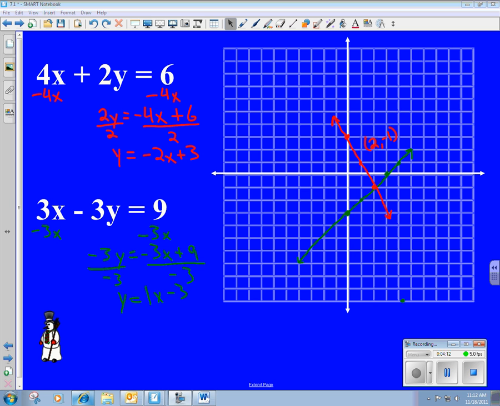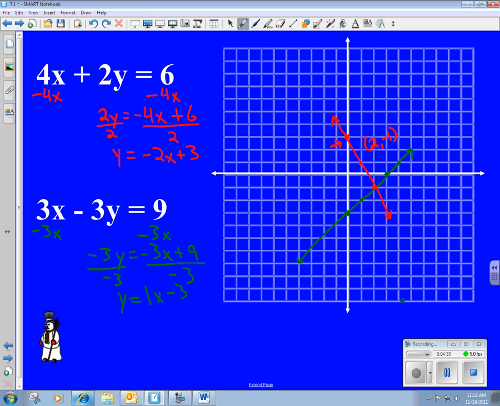So what happens on the first one is I try to get y by itself. So subtracted 4x from each side, divided by 2, and y equals negative 2x plus 3. Second one, subtracted 3x from each side, and divided by negative 3 to get y equals 1x minus 3. So graphing the first one, starting up at 3, so up here at 3, and you go down 2, right 1 for your slope. So a negative slope, down 2, right 1.